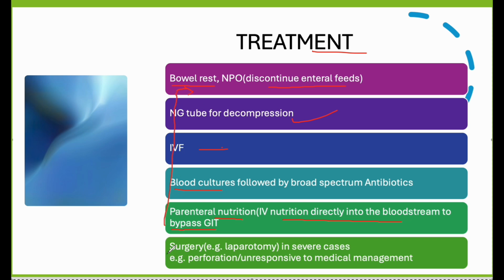And then lastly, we are going to do surgery if all else fails. So we do a laparotomy, look through the bowels and remove all necrosed bowel in severe cases. Example, when there's intestinal perforation like we described earlier, or if the patient is unresponsive to medical management.